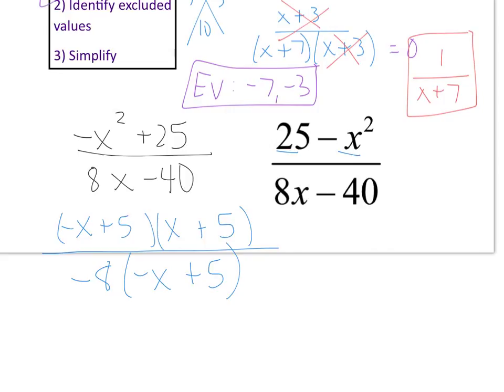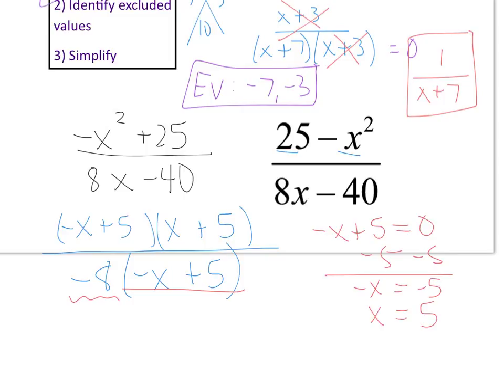And now let's find the excluded values. By setting the denominator equal to 0 here, I'm just going to set the negative x plus 5 equal to 0, because this negative 8 here does not have a variable, so that won't help me at all. So I'm going to subtract 5 and get negative x equals negative 5, divide by a negative, so x equals positive 5.